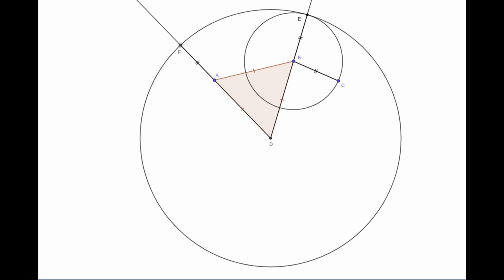And finally, using Common Notion 1, because segment BC is equal to segment BE, and because segment BE is equal to segment AF, our segment BC is also equal to our segment AF.